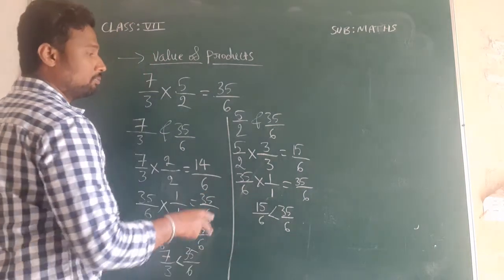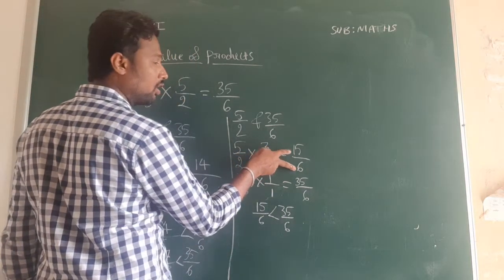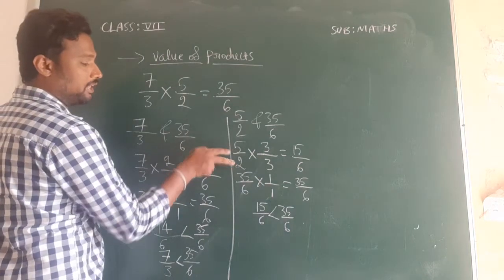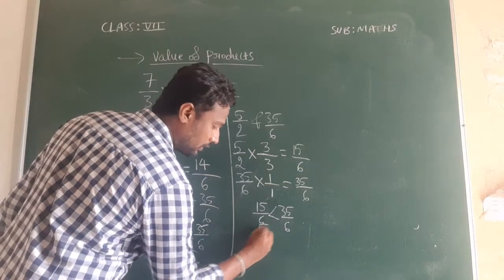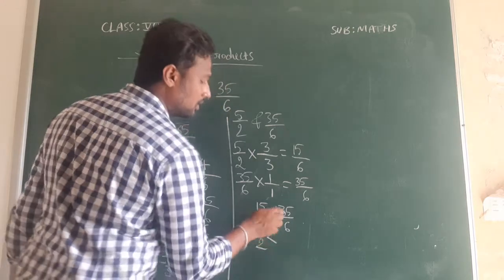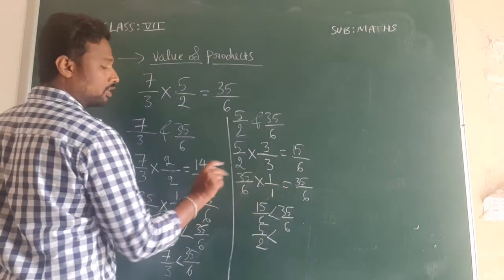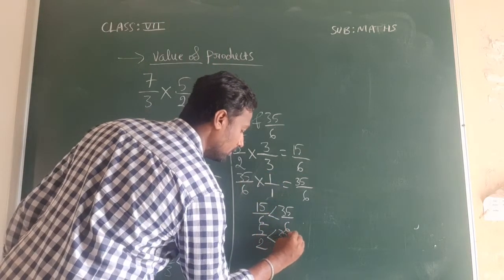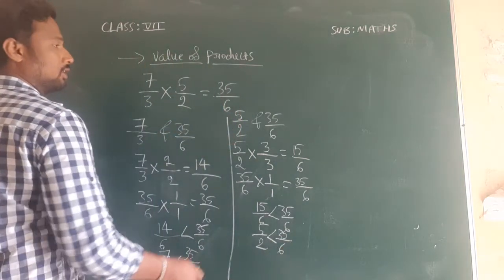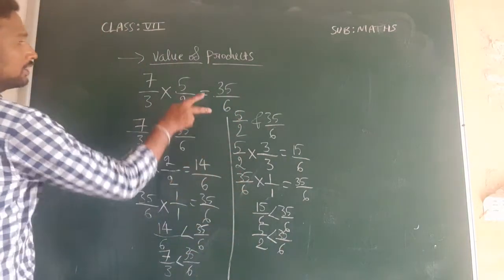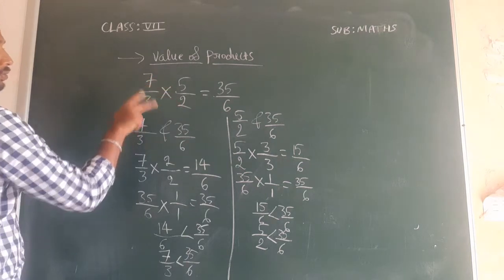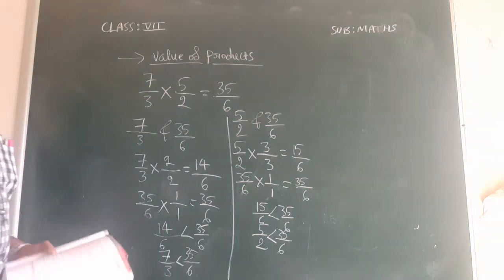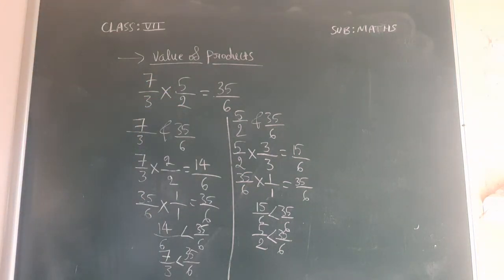Now I will write the numbers. 15 by 6, how did we get it? That is from 5 divided by 2. So I will write here 5 divided by 2. This is less than 35 by 6. We got it from 35 by 6 only. Now you can see this 35 by 6 is greater than 5 divided by 2. Okay? So that we have seen in the previous example in the last class.